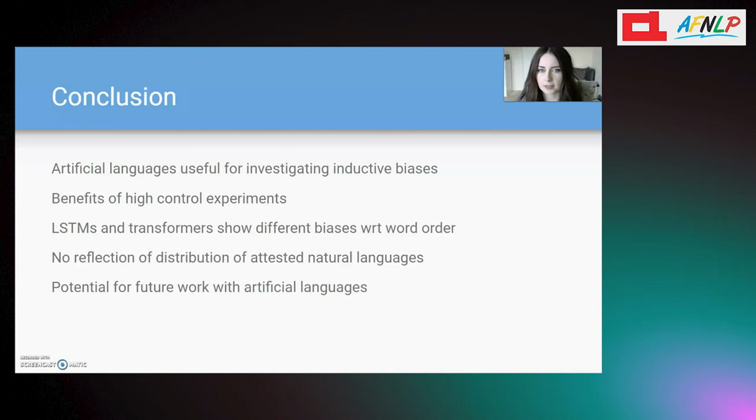So in summary, our paper makes the case that artificial languages are useful for investigating inductive biases of neural language models because they offer a high control setting for experiments. We use this method to investigate the effects of head directionality of constituents on language model performance, and we find that LSTMs and transformers don't have the same inductive biases. We find that the LSTM doesn't really seem to show a clear preference in terms of head directionality on these constituents, and the preference that transformers show doesn't really seem to resemble anything that we see in the distribution of attested languages. We'd really like to see more work in the future using this method with artificial languages to investigate inductive biases concerning other typological features.